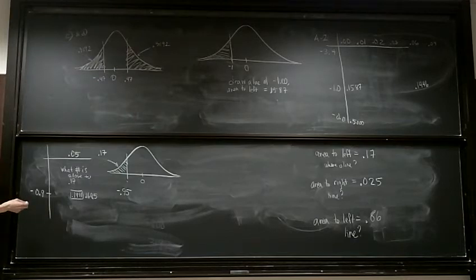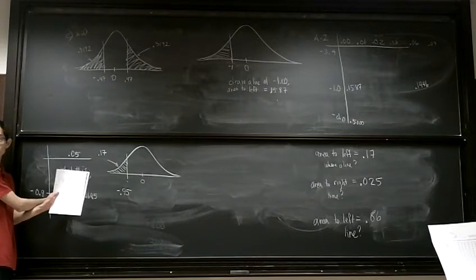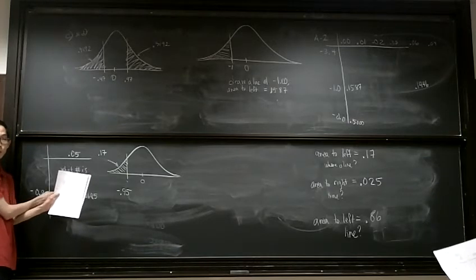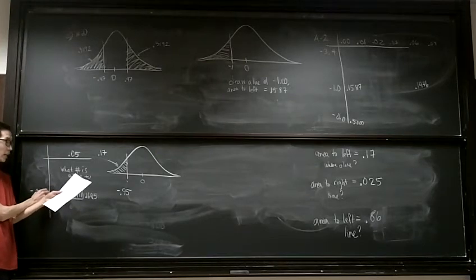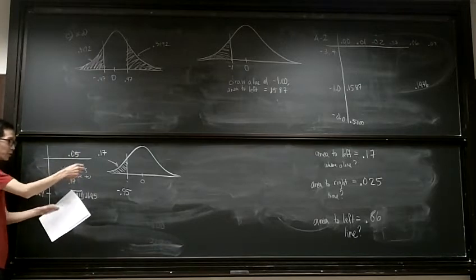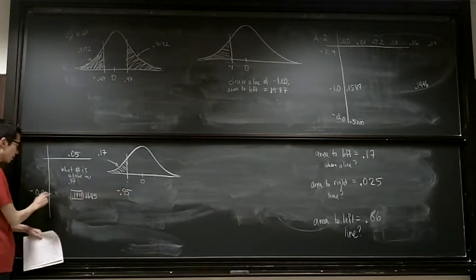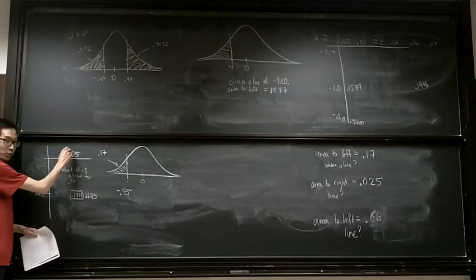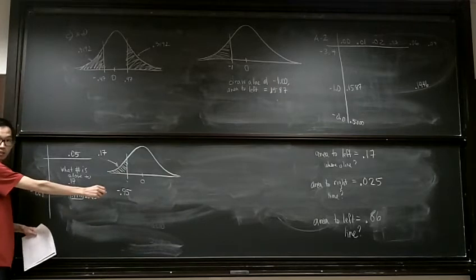Okay, can everyone see in their table 0.1711? It's in the row negative 0.9, and it's in the column 0.05. So you put those two together and you get negative 0.95. You just take 0.9 and 0.05, and you get 0.95.